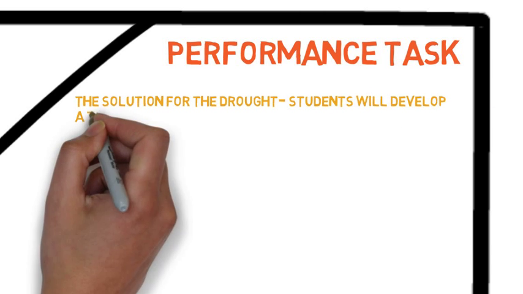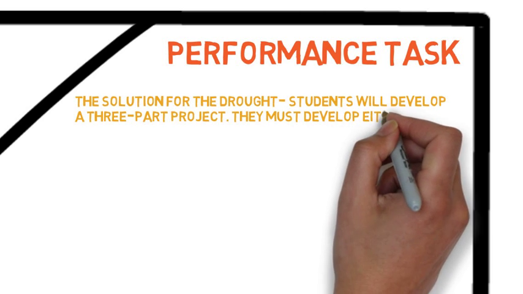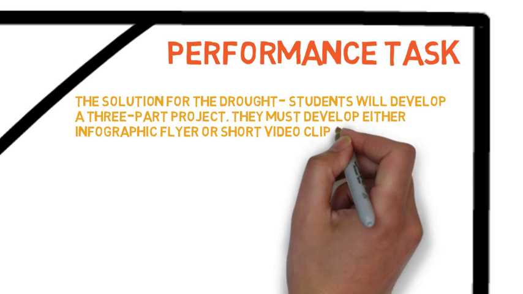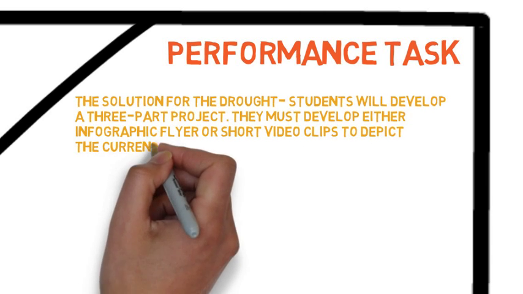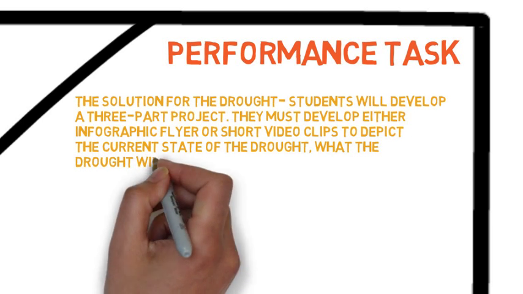Students will develop a three-part project. They must develop either infographic flyer or short video clips to depict the current state of the drought, what the drought will do if it continues, and provide solutions. Their target audience could be children, adolescents, or adults.